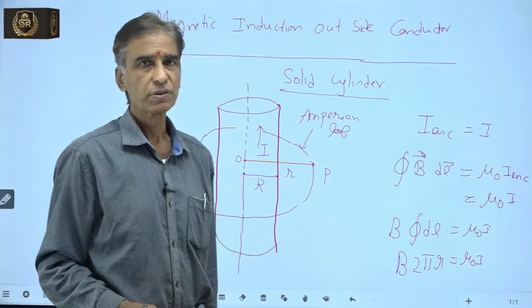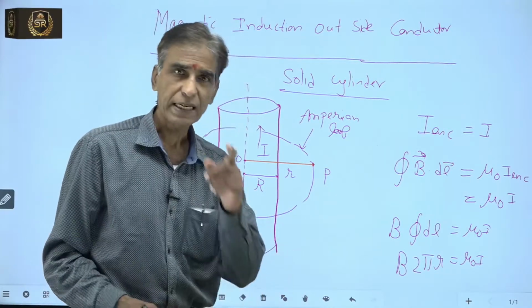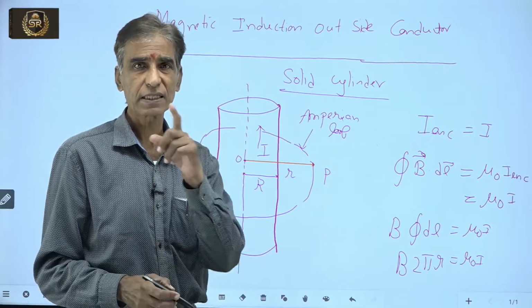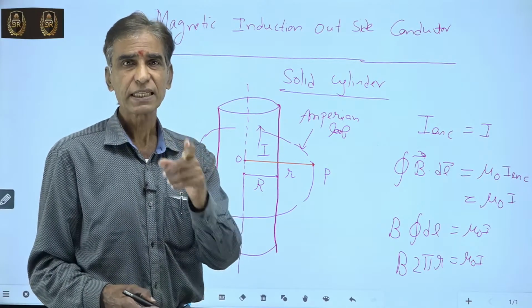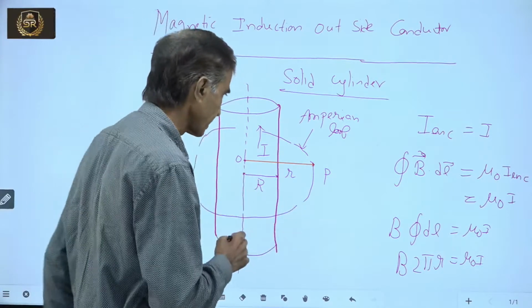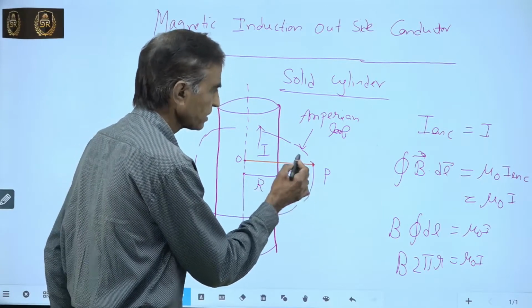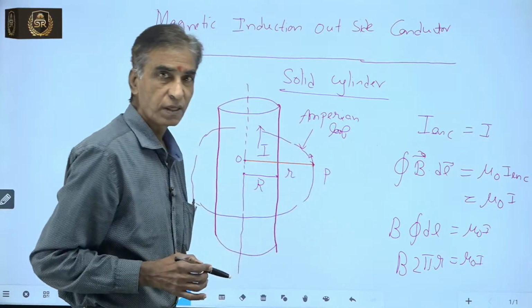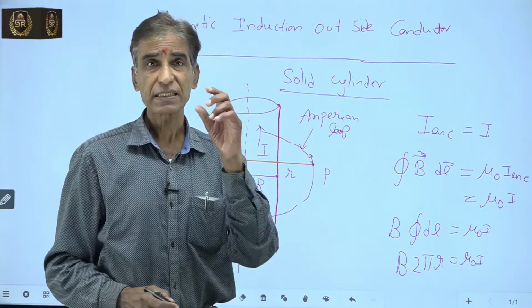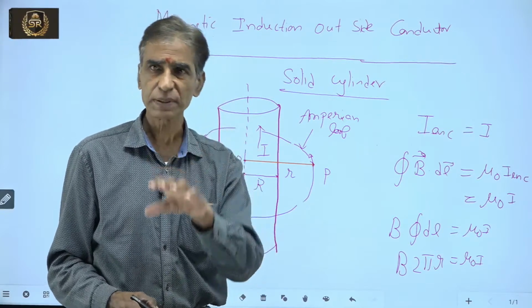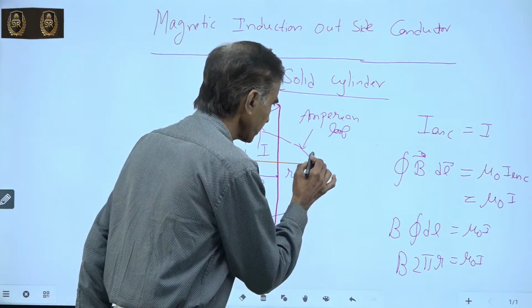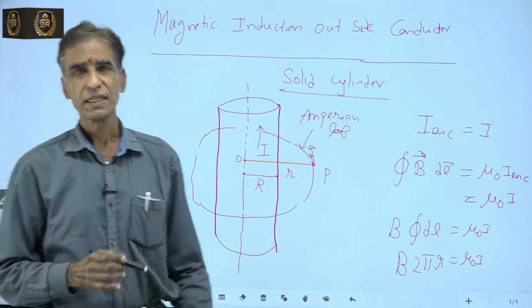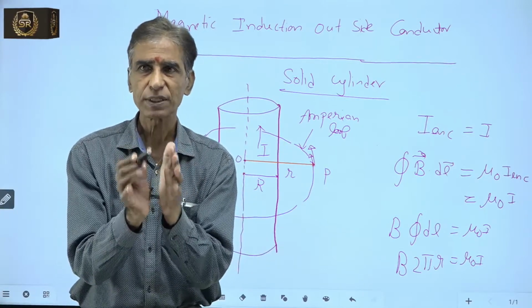And here you may have a doubt. Sir, B dot dl is B dl cos theta. How have you taken cos theta as 1? How do you decide that theta equals 0? For that, see this. Where is my element? This is my element, no? This is the direction of my element dl. And what will be the direction of the magnetic field? The magnetic field also will be in the same plane. That is, dl and B are parallel to each other.